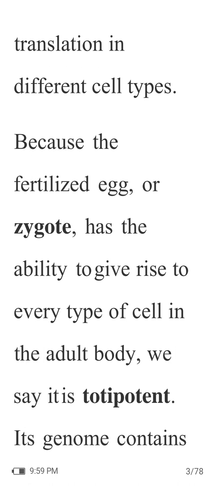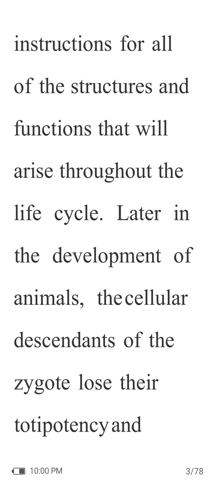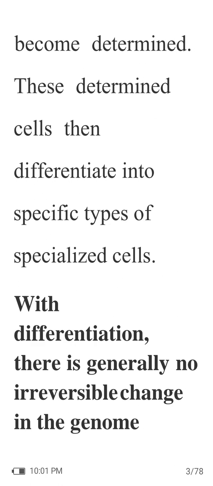Because the fertilized egg or zygote has the ability to give rise to every type of cell in the adult body, we say it is totipotent. Its genome contains instructions for all of the structures and functions that will arise throughout the life cycle. Later in the development of animals, the cellular descendants of the zygote lose their totipotency and become determined. These determined cells then differentiate into specific types of specialized cells.